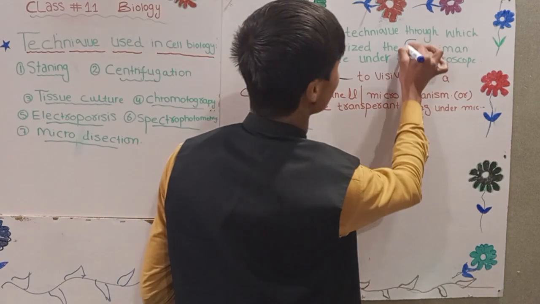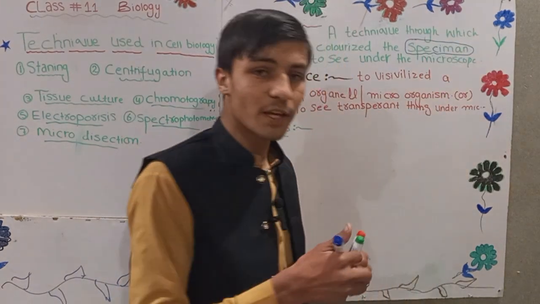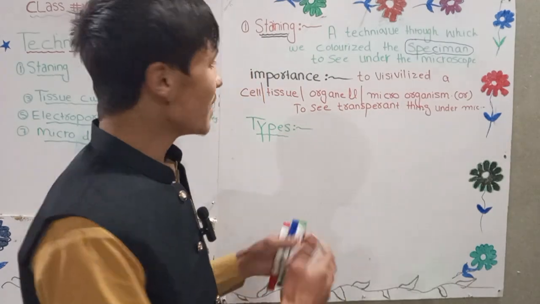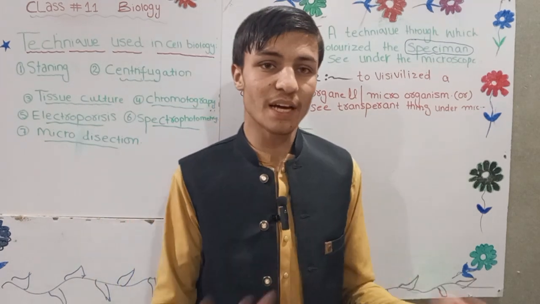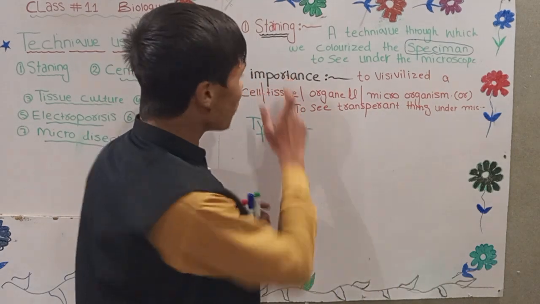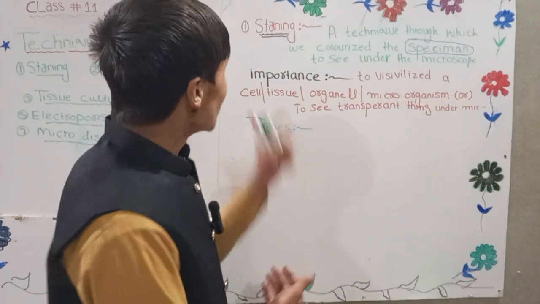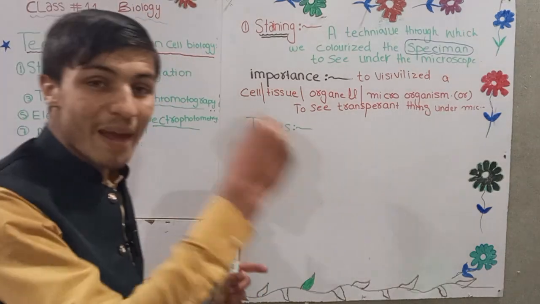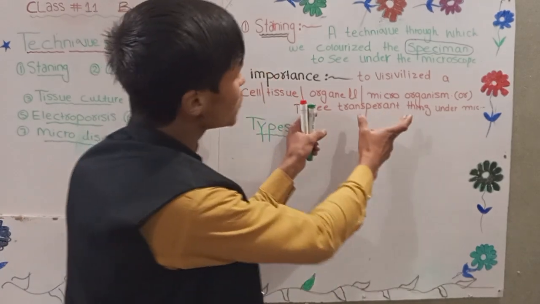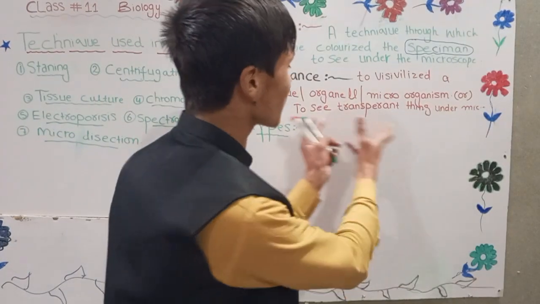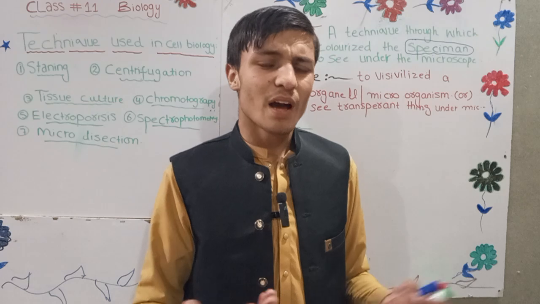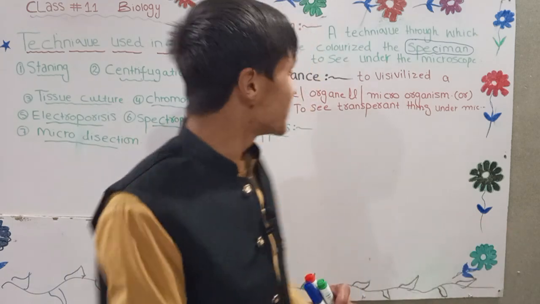Specimen means anything that we see under the microscope. Maybe a cell, maybe in a hospital blood, maybe different types of things that we see under the microscope, is known as a specimen. The importance of staining is to make the transparent object visible under the microscope, to visualize a thing, maybe an organelle, maybe a cell, maybe a different part of our body.